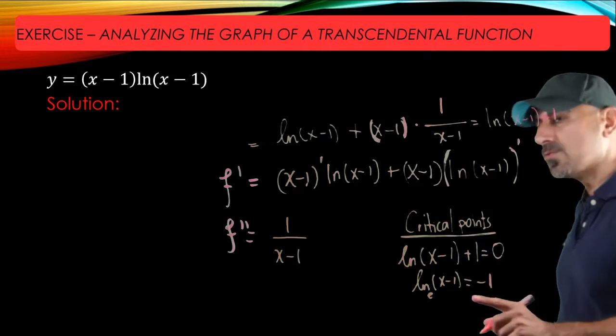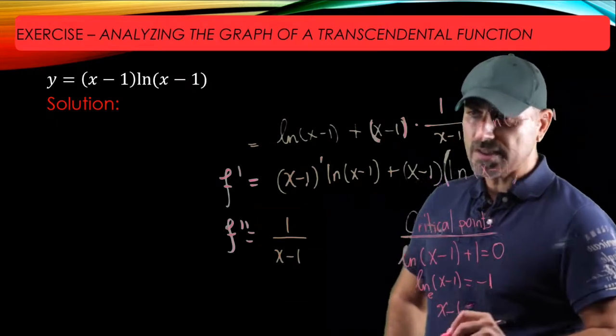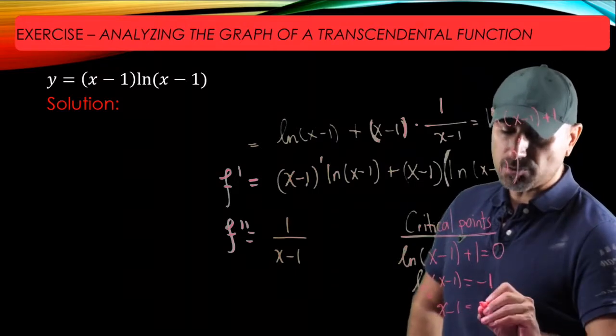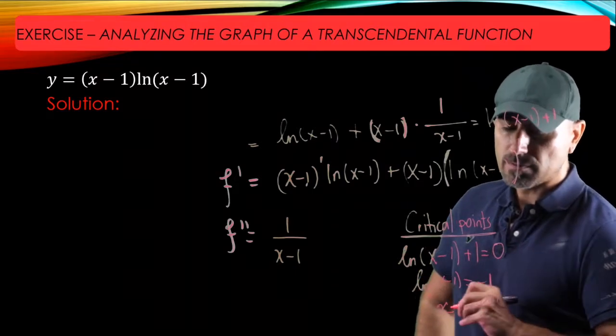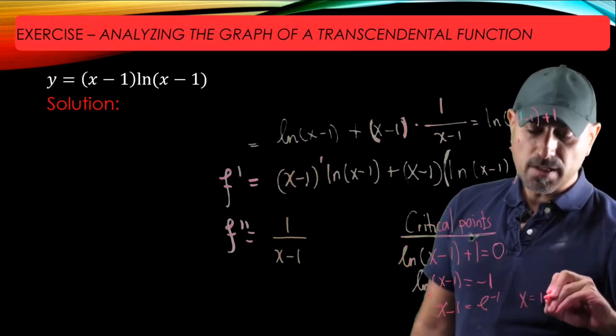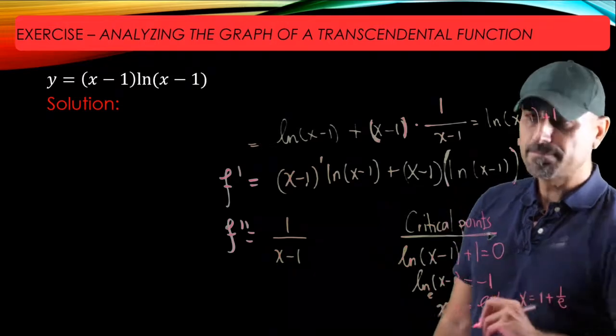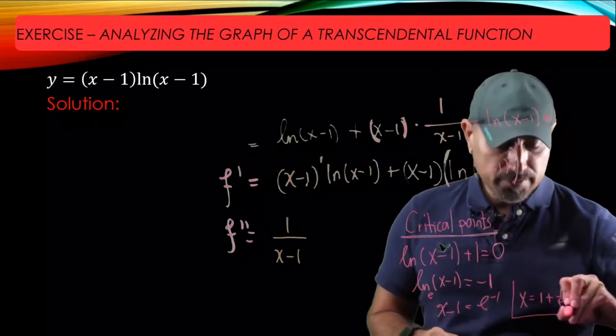So here we go. This is equivalent to saying that x minus 1 equals e to the minus 1. Okay, so here x becomes 1 plus e to the minus 1, which is 1 plus 1 over e. This is the only critical point.